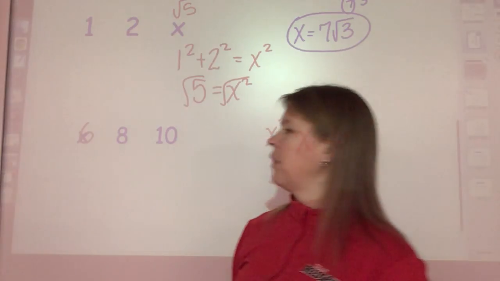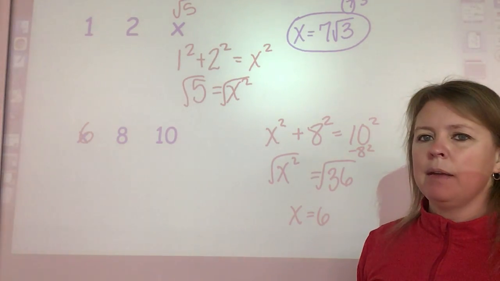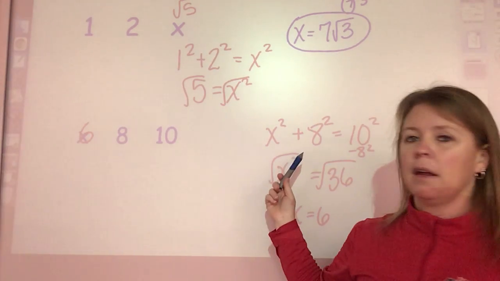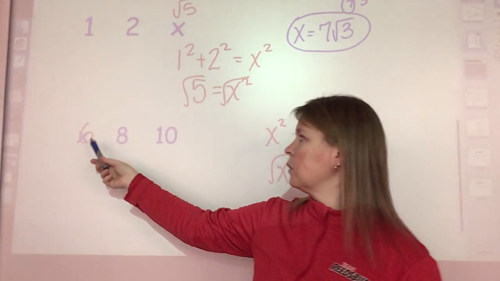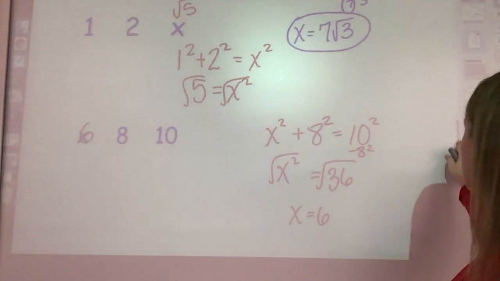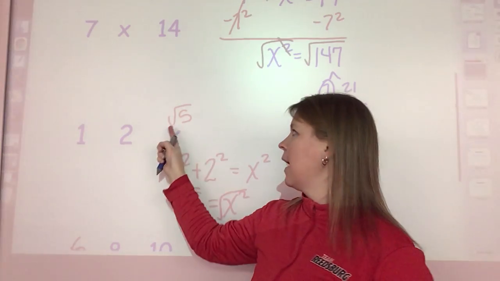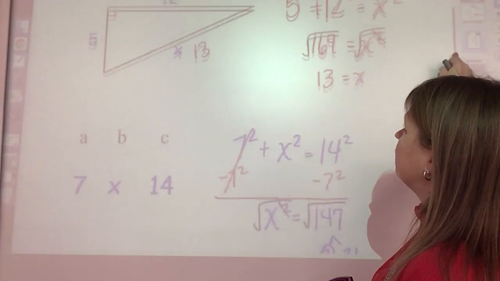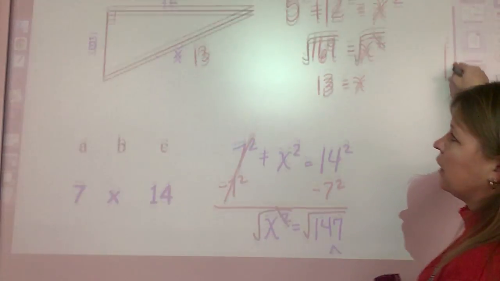Another Pythagorean triple. Any Pythagorean triple is if you have 3 numbers that fit the Pythagorean theorem and they're all whole numbers. So 6, 8, 10 is a Pythagorean triple. That is not a Pythagorean triple. This is not a Pythagorean triple. 5, 12, 13 is a Pythagorean triple.